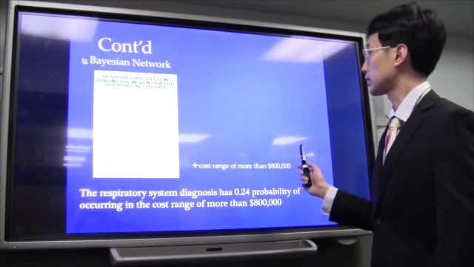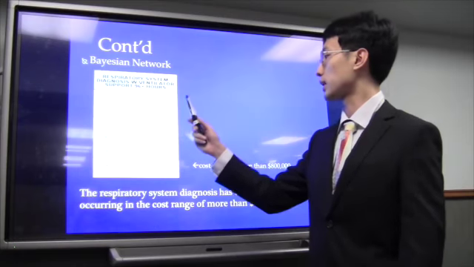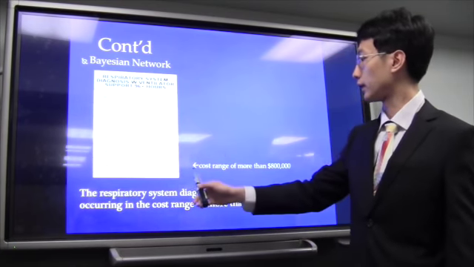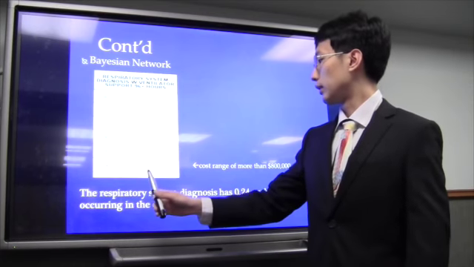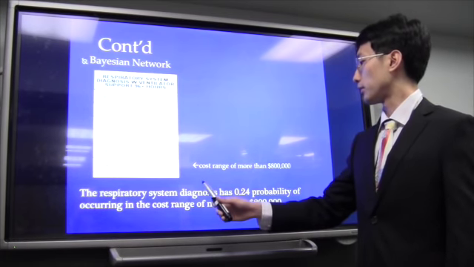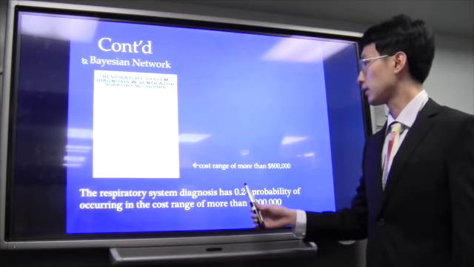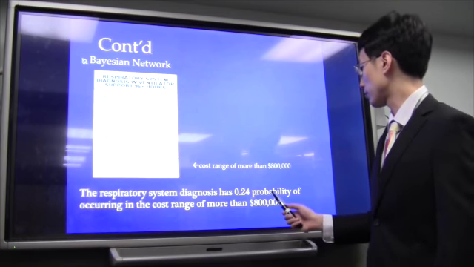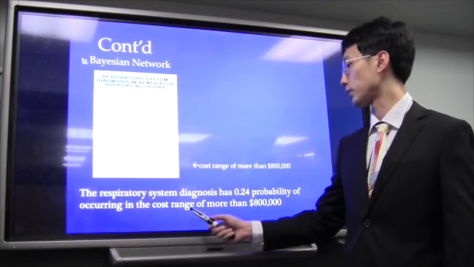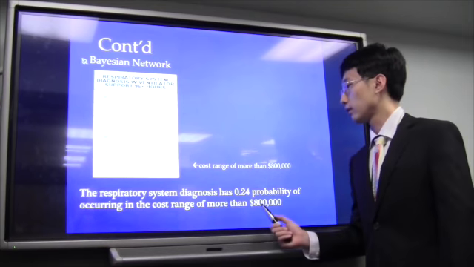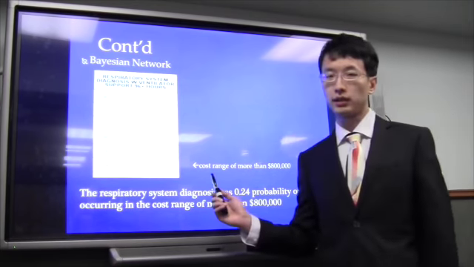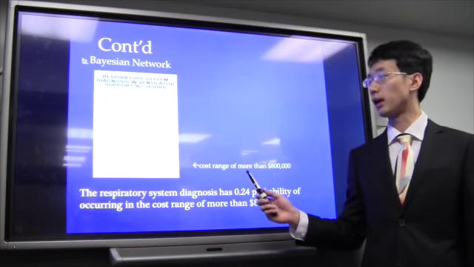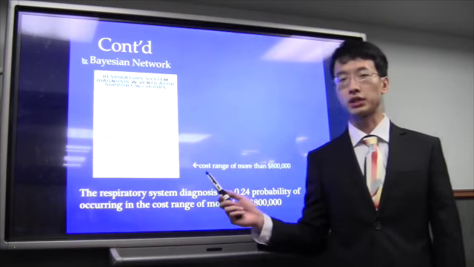I'm going to take one example for this one, and from this graph we can know that the respiratory system diagnosis has about 0.24 probability of occurring in the cost range of more than $800,000. And next, I would like my friend Dinesh to talk about our conclusion and recommendations.